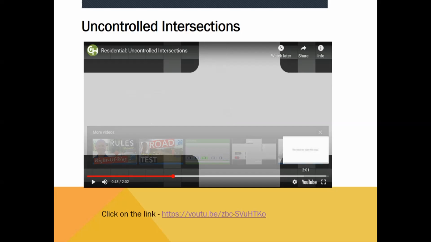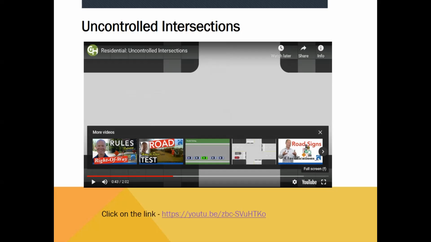Oh yeah, so it is the same video. So I just wanted to reiterate that that's what uncontrolled intersections are. They're ones that are not being controlled by traffic lights or signs. And then in those situations, you default to the right-of-way.